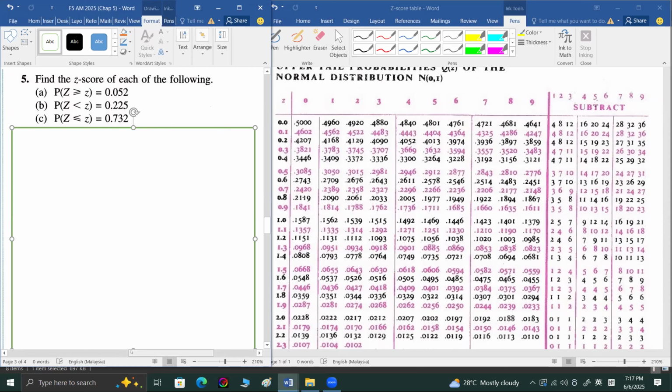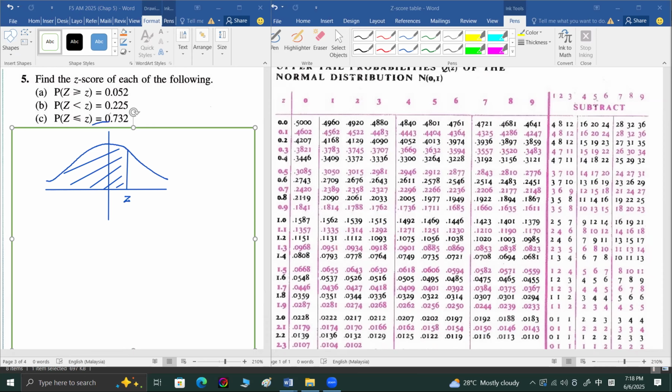0.732. See how I sketch again, class? It's more than half already, 0.7. Less than means to the left, and more than half over here already. Can you say more than half? 0.7? So I know that my Z is positive, because the area here is 0.732.